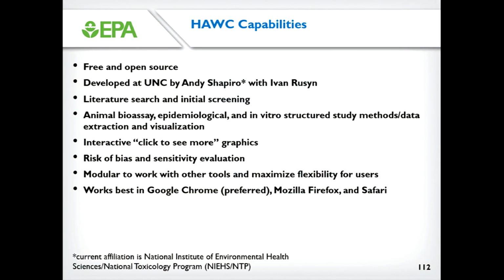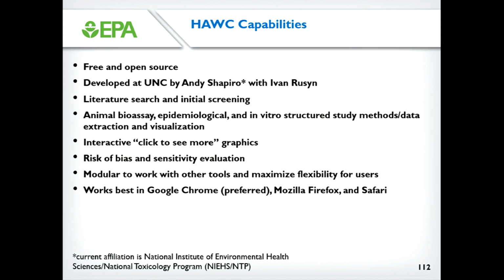Hawk really helps you organize the whole process of systematic review if you want. So it has capabilities to do literature searching and screening. We tend not to use it for that because it doesn't currently let you have more than one reviewer and do conflict resolution, but it has that capability if you don't need that feature. What we use it a lot for is this structured summarization of methods and results from animal bioassay, epidemiological studies, and in vitro studies if you want. So it has a structured approach, and then what I'll show you is these interactive visuals.